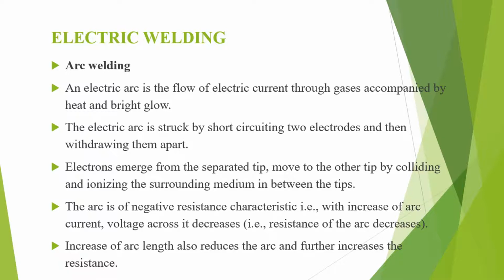Electrons emerge from the separated tip of one electrode and move to the other tip by colliding and ionizing the surrounding medium between the tips. The arc has a negative resistance characteristic, that is, with the increase of arc current, voltage across the arc decreases and also resistance of the arc decreases. Increase of arc length also reduces the arc current and further increases the resistance of the arc.